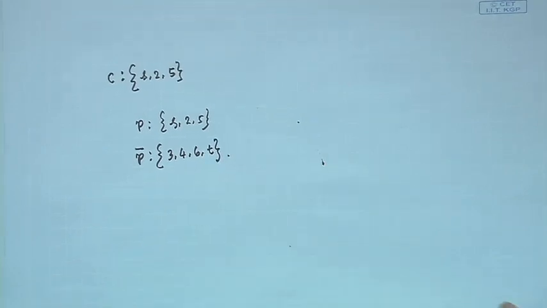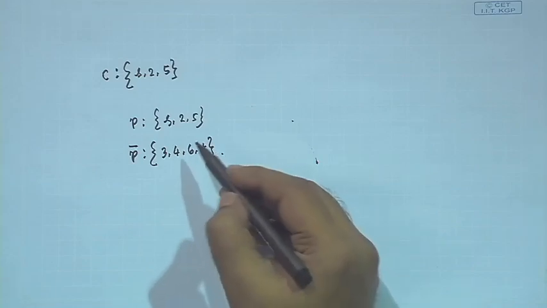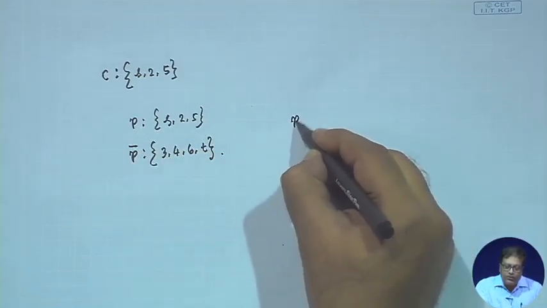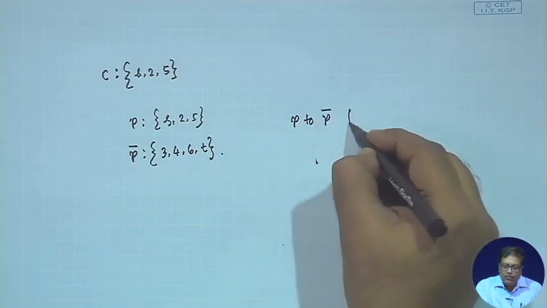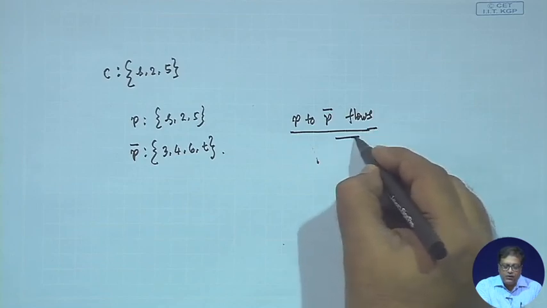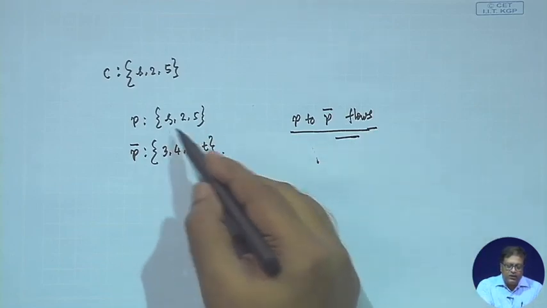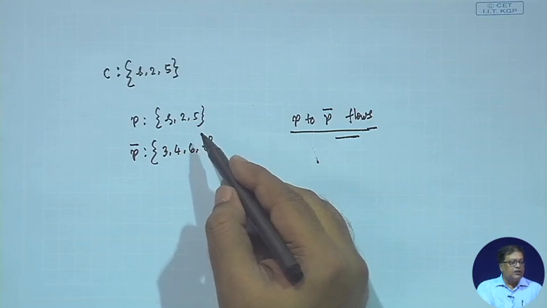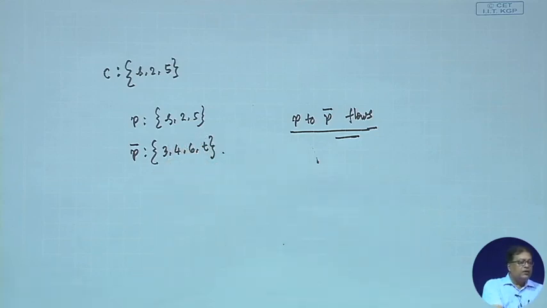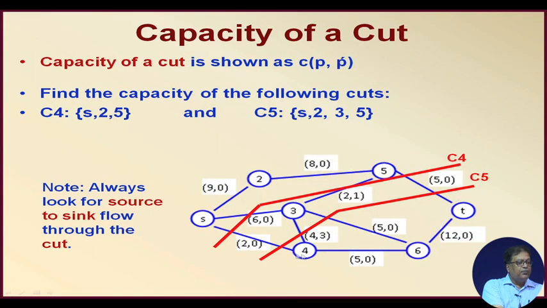Look here. If you compare P to P bar flows, you do not have to draw the diagram also. For P to P bar flows, what are the different combinations? There could be 12 combinations, but not all 12 combinations are available. If you look here, S to 4 is available, S to 3 is also available, but S to 6 is not available, S to T is also not available.